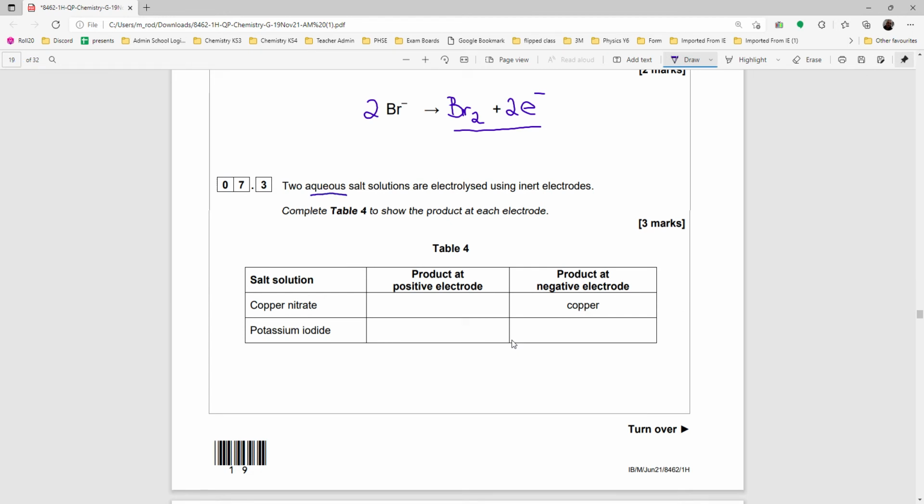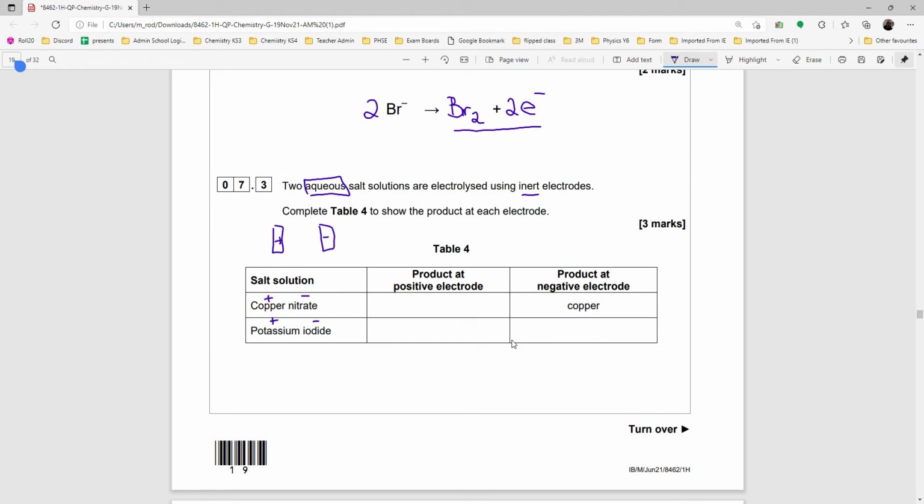2 aqueous salt solutions are electrolyzed using inert electrodes. Complete the table. Well, they want to know the positive and the negative electrode. So I'm going to be a bit cheeky here, and I'm just going to make a positive and a negative electrode above. I know that's copper nitrate, and that's positive for the copper. The nitrate is negative. Potassium is positive because it's a metal, and iodine is negative.